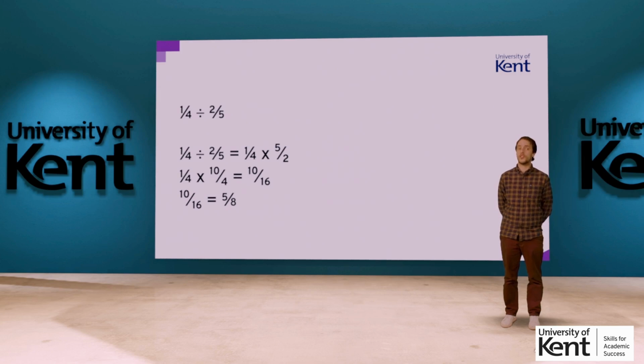We then make sure that the denominators are the same. In this case, we can make them both 4. We do this by turning 5/2 into 10/4, by multiplying both the top and the bottom, the numerator and the denominator, by that same amount of 2. This gives us 1/4 times 10/4, giving us an answer of 10/16.